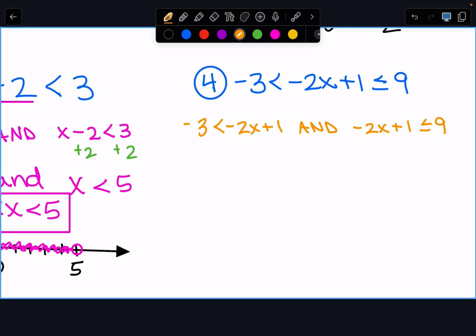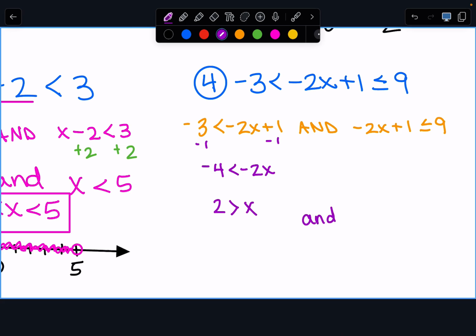Okay, what should we do to both sides first? Let's subtract 1 from both sides. So if I subtract 1 from both sides, I have -4 is less than -2x. Then what do we need to do? Divide. Ooh, what happens when we divide by negative? Okay. So this becomes 2 is greater than x.